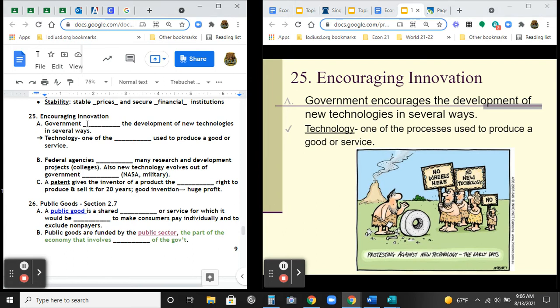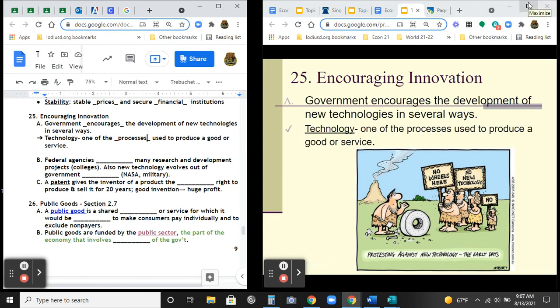Encouraging innovation. Government encourages the development of new technologies in several ways. How does the government encourage technologies in several ways? Well, one of the processes they use, they really look at tech, and tech gets supported with patent laws, copyright laws, especially when it's intellectual property. It's one of the processes to encourage innovation and growth, by giving financial incentives for the creators.